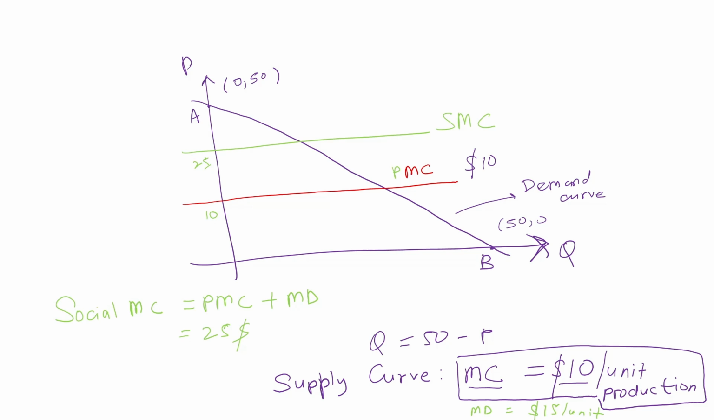Now tell me, in case 1, what is the optimum level of P star and Q star? And in case 2, what is the level of P star and Q star?